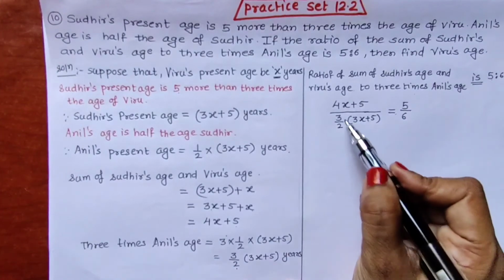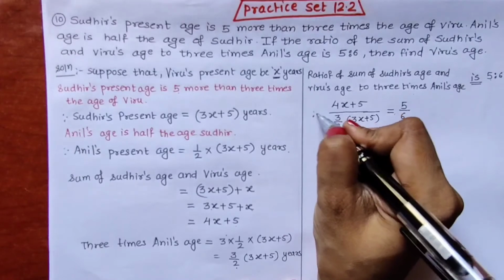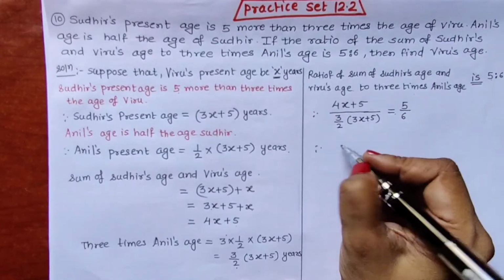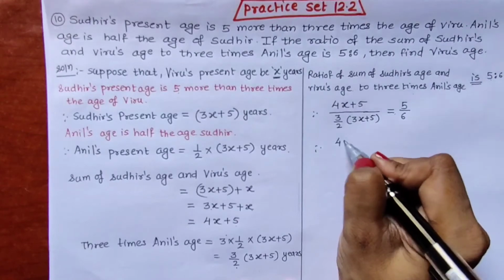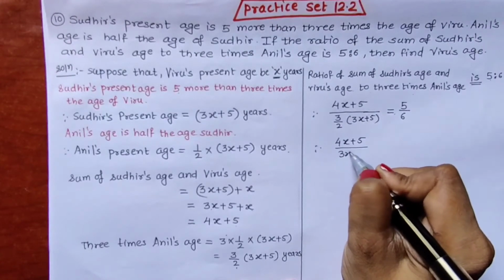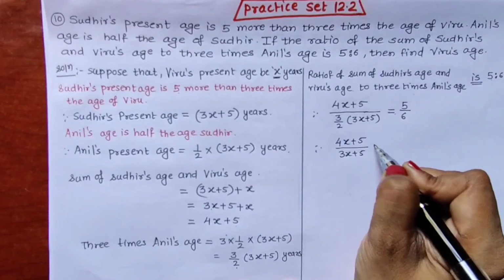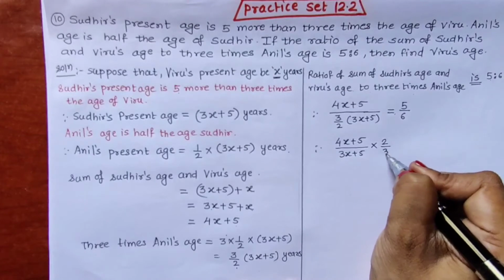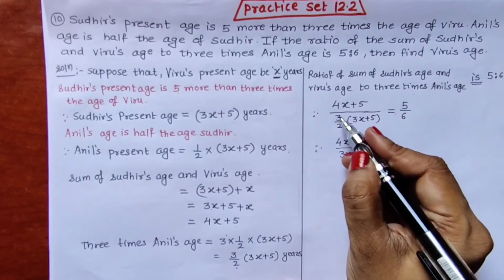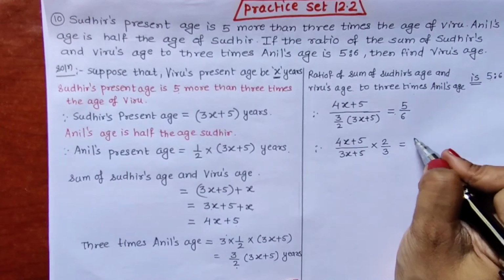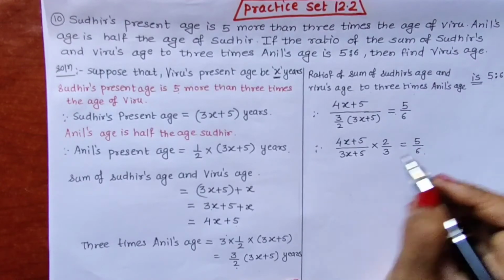Now first this 3 upon 2, how we have to calculate? 4x plus 5 upon 3x plus 5, multiplied by this 3 upon 2, will become 2 upon 3 because it is in the denominator. It is 1 upon 3 upon 2. It will become 2 upon 3 is equal to 5 upon 6. Okay.